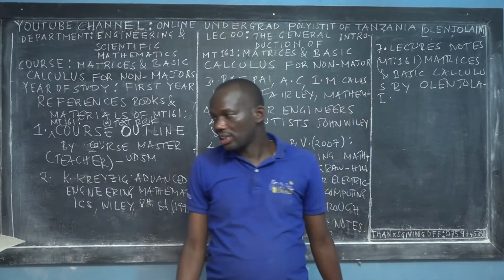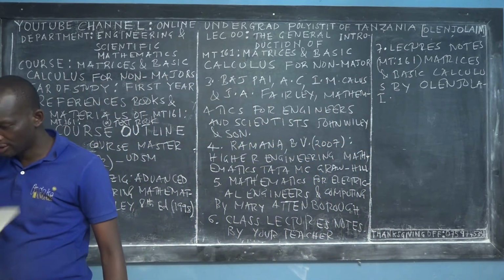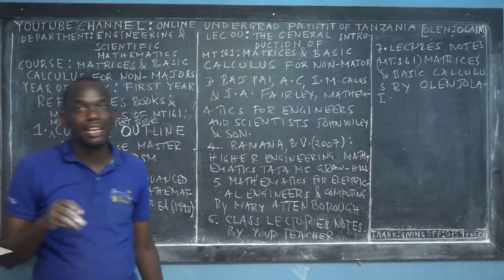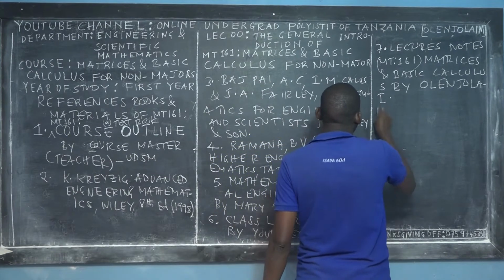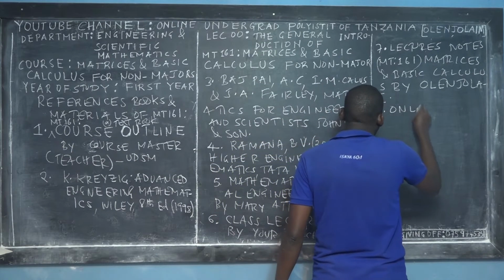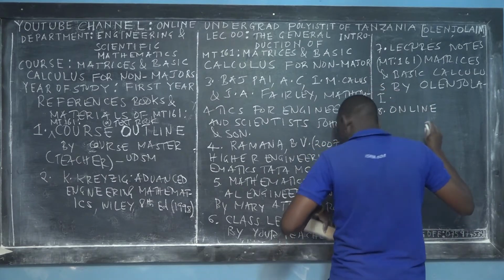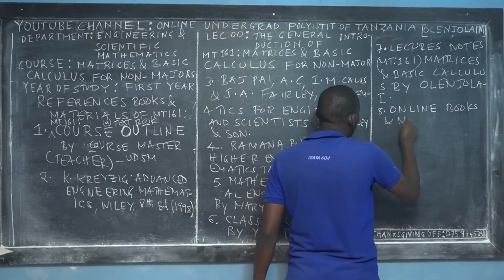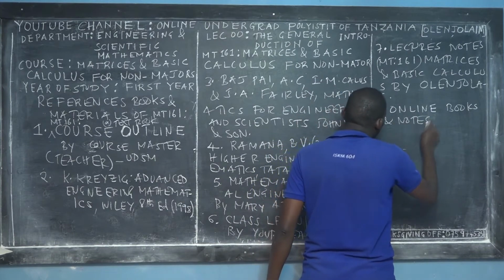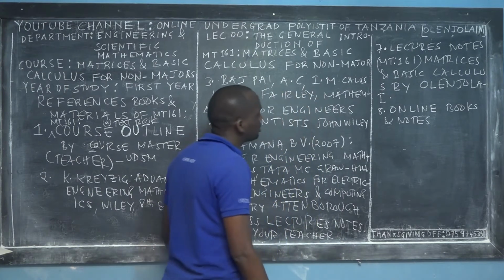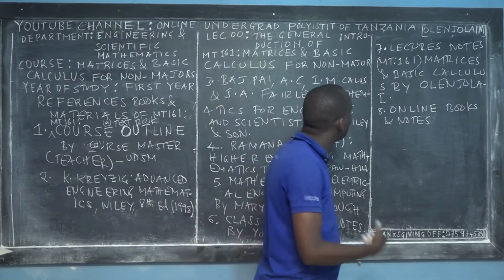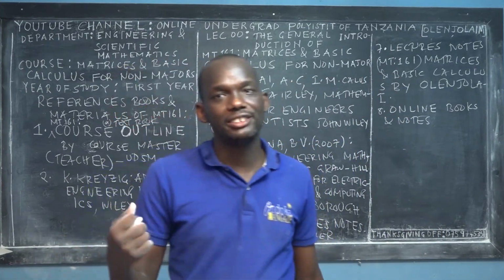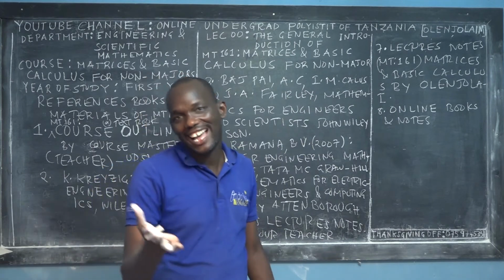Those are the reference materials that I recommend, but that is not enough. I have also some other references. Number 8, you can also use online or internet books and notes. So that's all. There are 8, and you should have at least 4 reference materials, whether soft copy or hard copy.